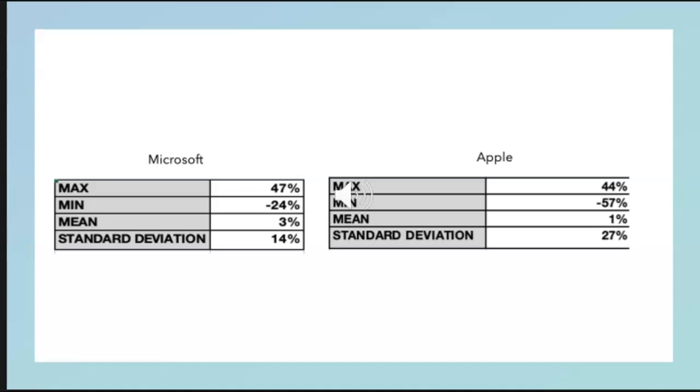In contrast with Apple's information, it has a maximum of 44% and a minimum of negative 57%. For the mean, it has 1% and a standard deviation of 27%. Based off of these results, Microsoft seems to have a better performance. First, their standard deviation is not as high in comparison with Apple's, and for their maximum, Microsoft has a higher maximum and their minimum is not as low as Apple's minimum. Based off of this data, Microsoft seems to have a better monthly growth rate.